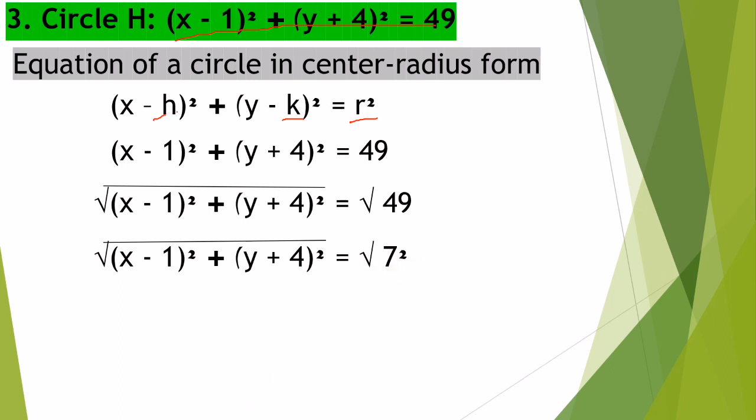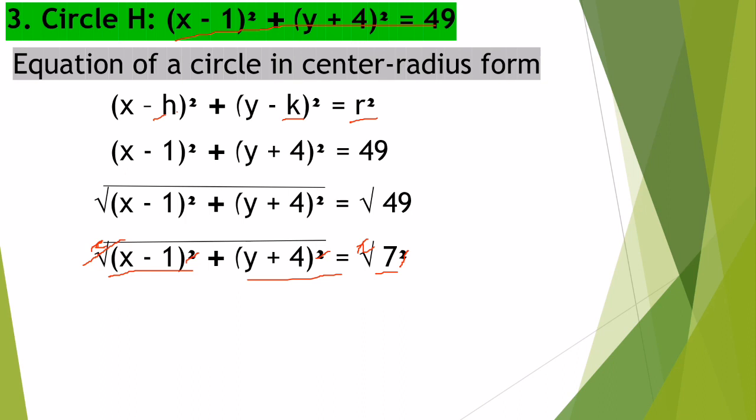Ngayon ay pwede na tayong mag-cancel. Since ang index natin dito ay 2, pareho dito, so mag-cancel na tayo ng exponent. Tanggal na si radical sign, exponent 2, exponent 2. Ganon din sa right side, tanggal na si radical sign at saka si exponent 2. So, ang mga natirang radicand ay x minus 1, y plus 4, and 7.